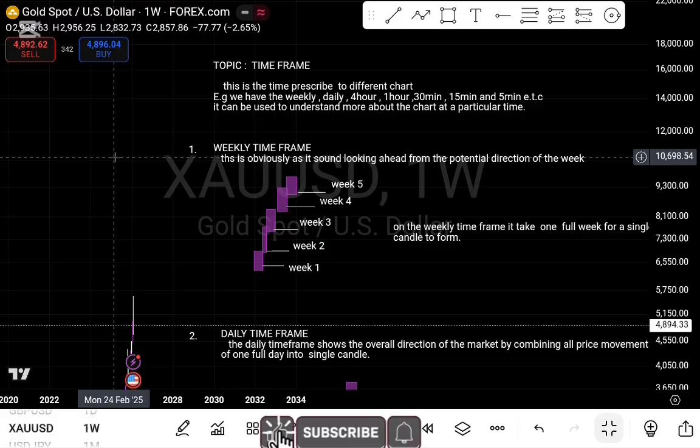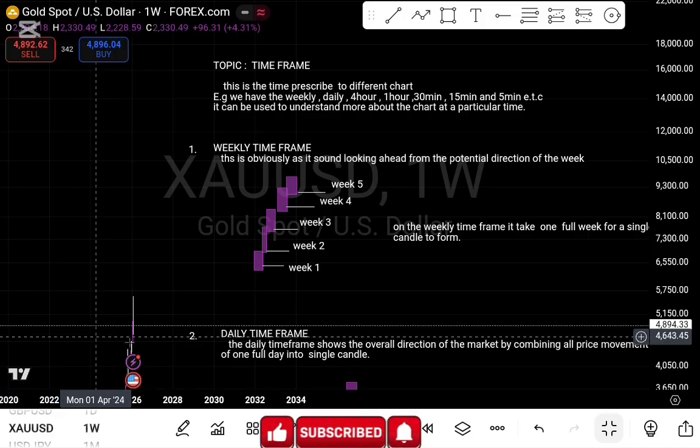As we all know, there are different types of time frame. We have the weekly time frame, the daily, the 4 hour, the 1 hour, the 30 minute, 15 and the 5 minutes. It can be used to understand more about the charts at a particular time. With the help of different time frames, we will see the chart in different perspectives. It helps us read the chart in a profitable way.